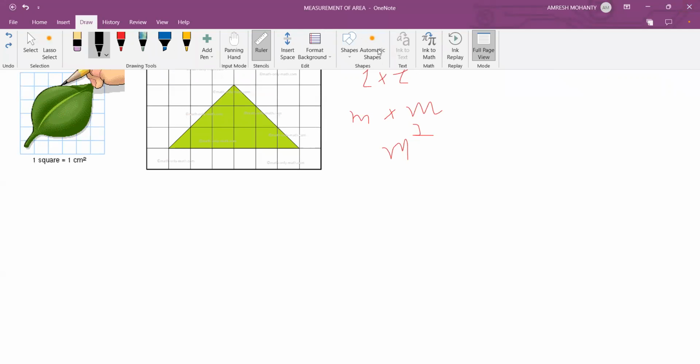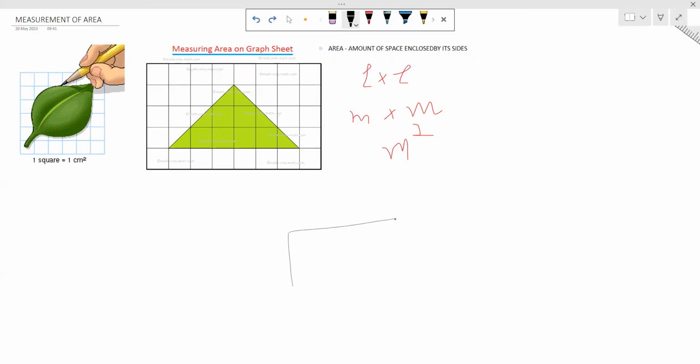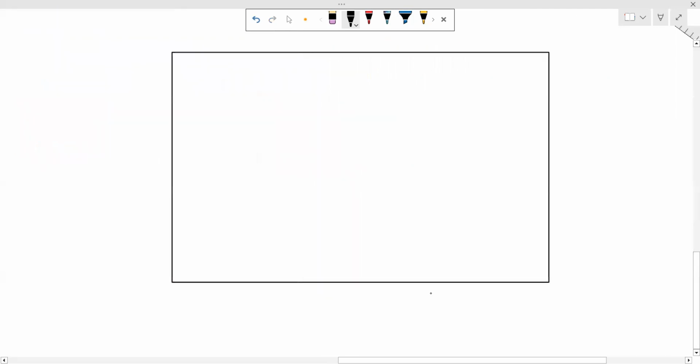Wait, let me draw the shape. Okay, this is a rectangle. And how do we measure the area of a rectangle? In a rectangle, the larger side is called the length, and the smaller side is called the breadth of the rectangle.